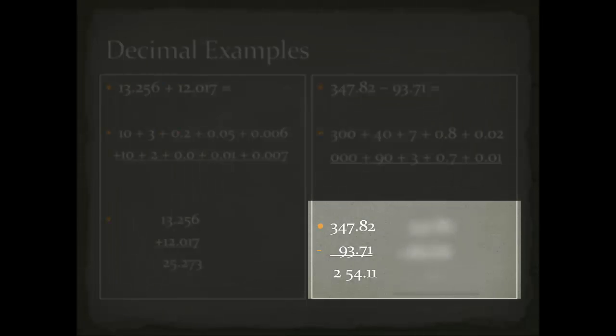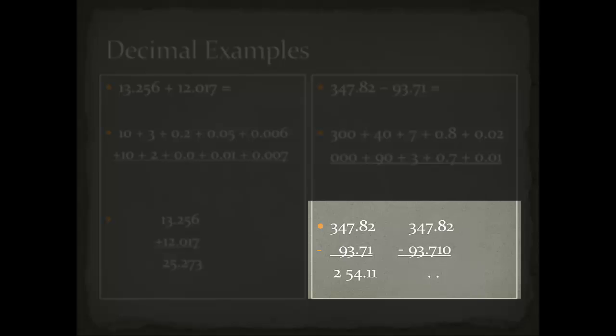You'll see down here below that I've taken our numbers and I've lined them up correctly so the right place values are above the right place values. Now we can subtract, and if we do, we get 254 and 11 hundredths. One more time, you'll notice that our decimals are lined up.